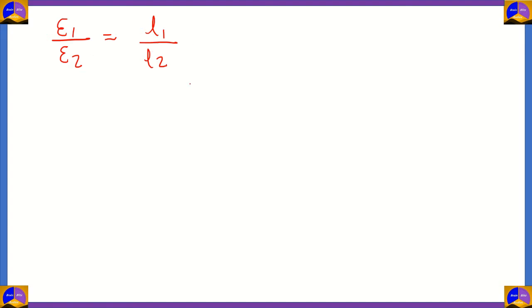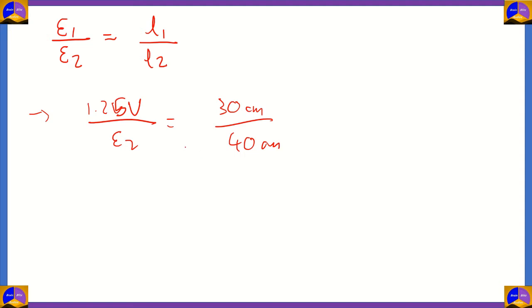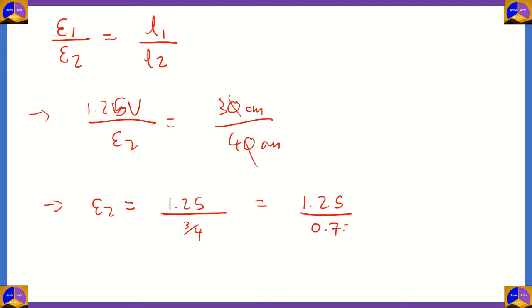So since E1 by E2 equals L1 by L2, all we have to do is substitute values. E1 is 1.25 volts divided by E2 gives 30 centimeters divided by 40 centimeters. So now we're going to take E2 to the numerator on the other side. So we'll take E2 on one side, and the right hand side will now be equal to 1.25 divided by 3 by 4. So basically that's 30 by 40. You cut the zeros out, it becomes 3 by 4. Now 3 by 4 is 0.75. So we'll just put in that value.